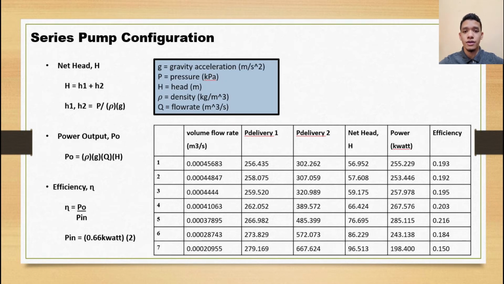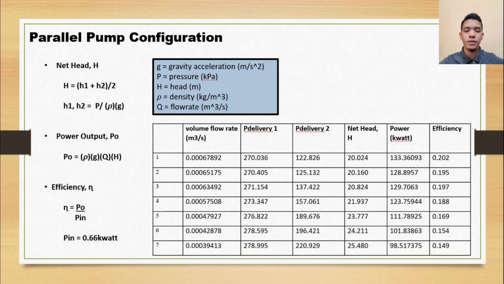Next, we move to the parallel pump configuration. The formula to calculate the net head is H equal to H1 plus H2 divided by 2, where H1 and H2 are P divided by rho g. For power output, we use the same formula, rho g Q H, and for efficiency, we use the same formula, P output divided by P in, where P in is 0.66 kilowatt. And finally, we can get the overall result for the parallel pump configuration.